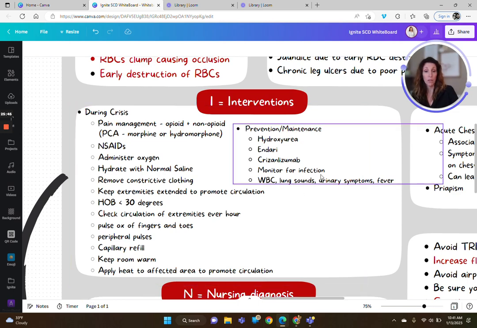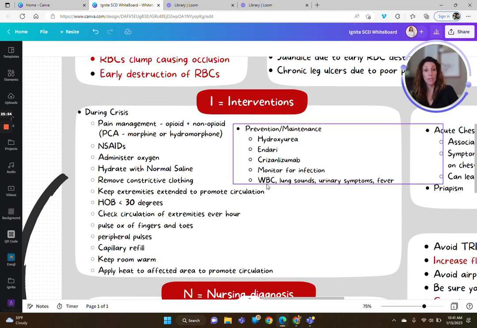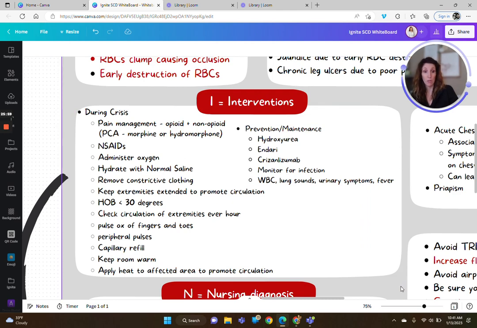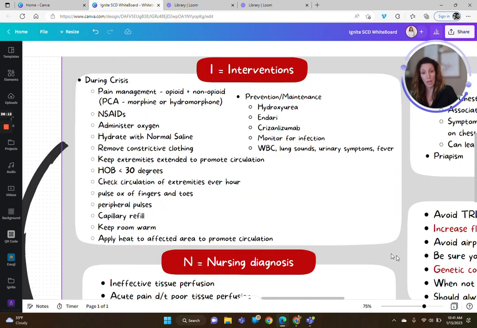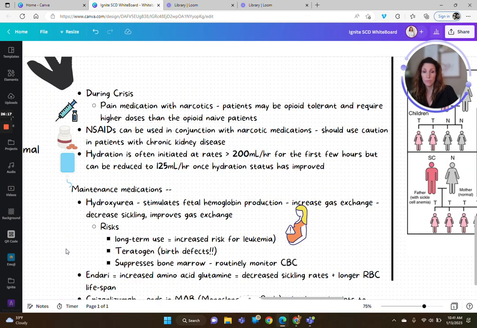We're going to monitor for infection. Ways that we can do that are to keep a close eye on our white blood cell counts. Like I said, they might have a mildly elevated white blood cell count chronically, but if that white blood cell count is really getting up there, we need to make sure that they don't have an underlying infection. We can also assess for infection by listening to the patient's lung sounds, checking them often for urinary symptoms, any pain with urination, frequent urination, things like that, and then monitoring for fever.